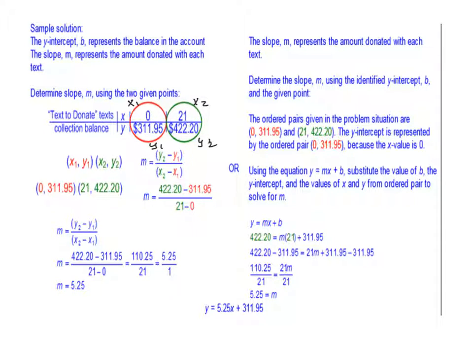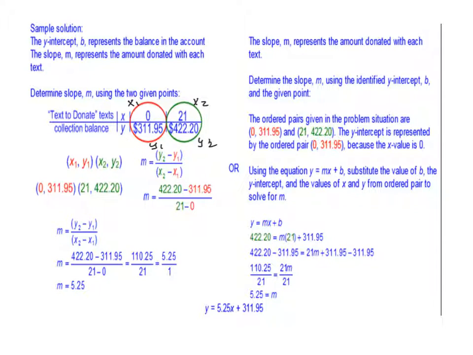Well, that's how much each particular person or each text message donates each time that they do the text-to-donate. So that's the amount, 5.25, and we can go on and write our formula because we know what our y-intercept is. So we can write our formula as y is equal to 5.25x plus 311.95.